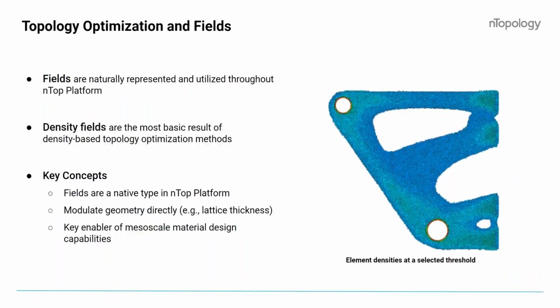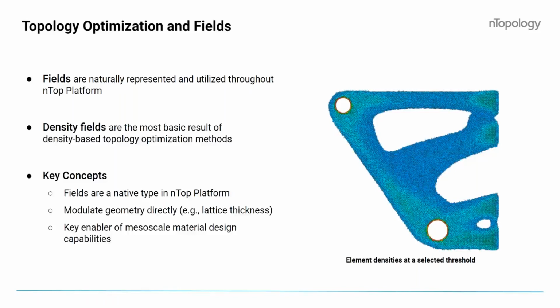So as a concept to talk about, we've talked a lot about fields, so how does that relate to topology optimization? What has been implemented in the software as of today is what you could call your traditional density-based topology optimization. At the end of that process, the most basic results are, let's say, your mesh and the resulting element densities that were determined by the optimization process.